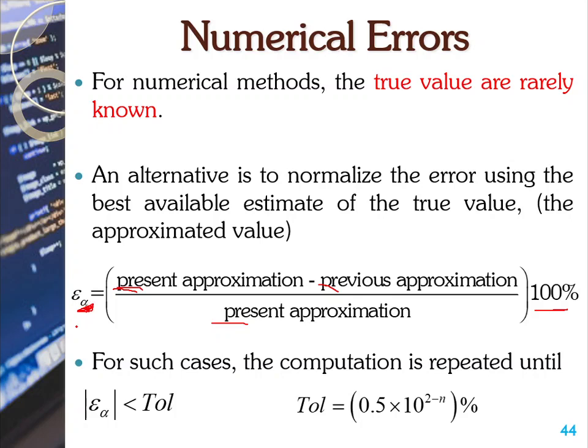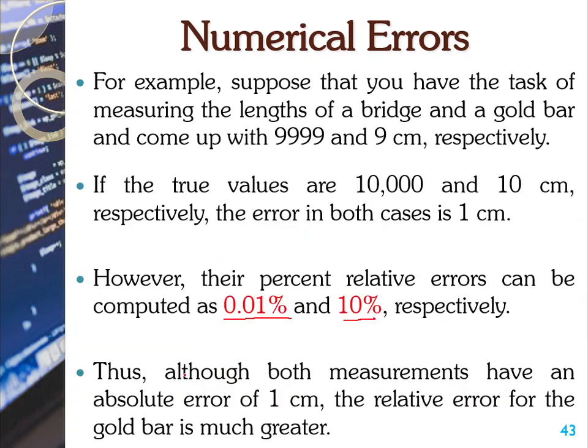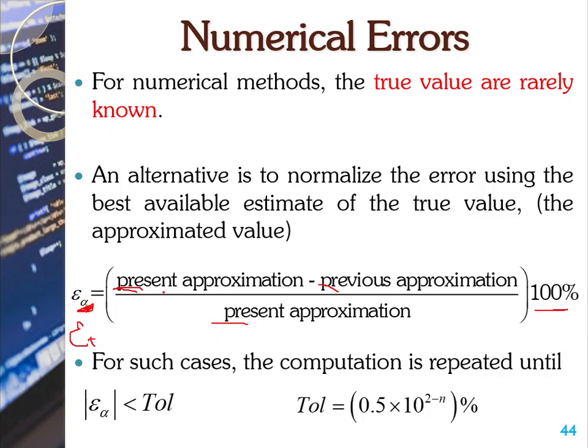So if you look at the first one where we use error t, we are determining the error based on a true value, as we see in here. So error is equal to the true value. But in this case we don't know the true value, so we try to use the present approximation minus the previous approximation, all over the present approximation, and that is going to give us an error alpha for the error from the approximation. Okay, now let's watch something here.